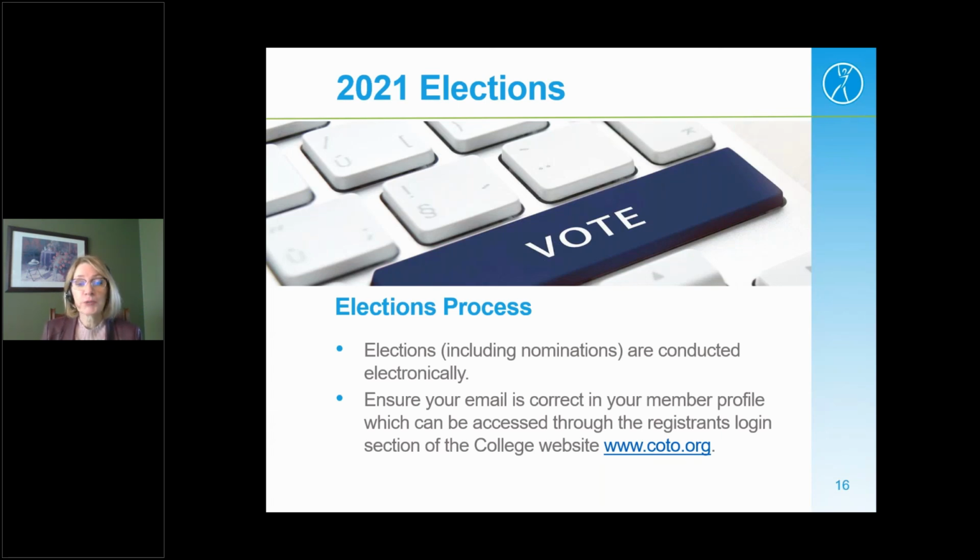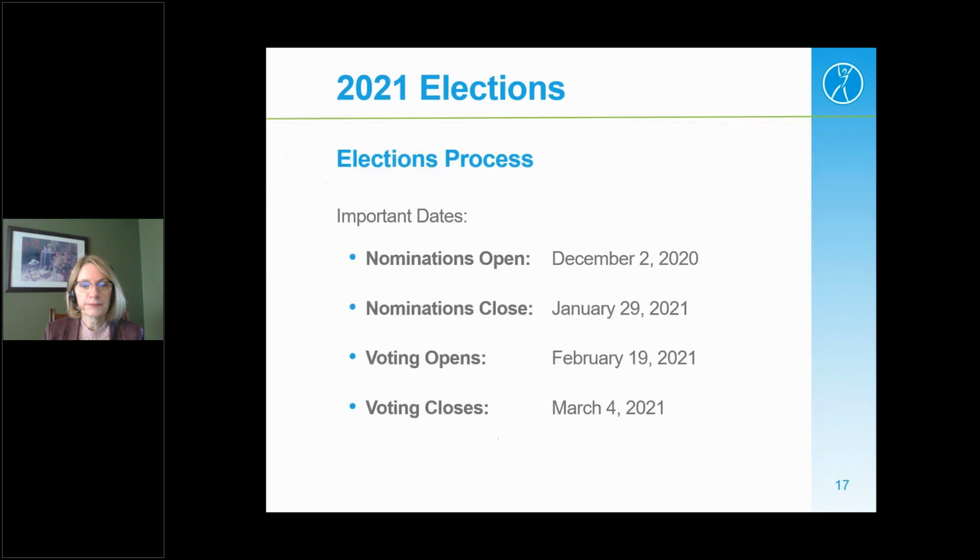Our elections process is 100% electronic, which is good. Given we have a pandemic, we don't have to worry about envelopes and that sort of thing, but make sure that your email is correct in your member profile on the registrant section of the college website. Everybody who's eligible for nomination and election will be getting an email for the nominations process, which officially opens today, December 2nd, and goes until January. I think I've got the dates in my next slide. There we go. Today, December 2nd, the nominations officially open, and they officially close January 29th.